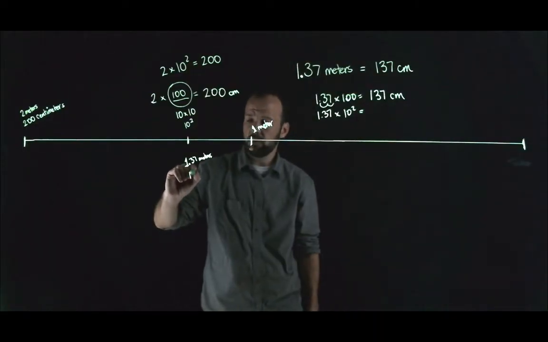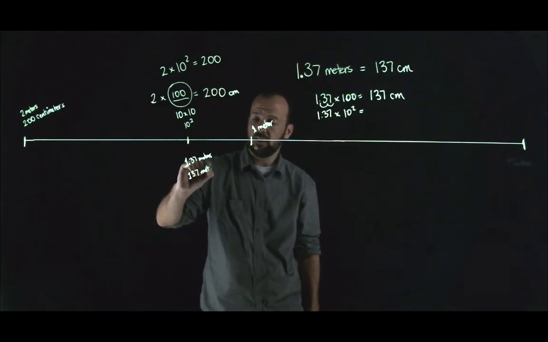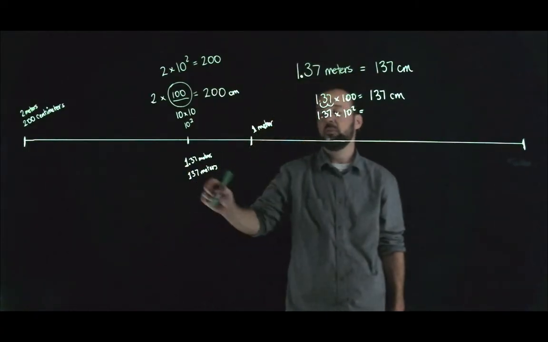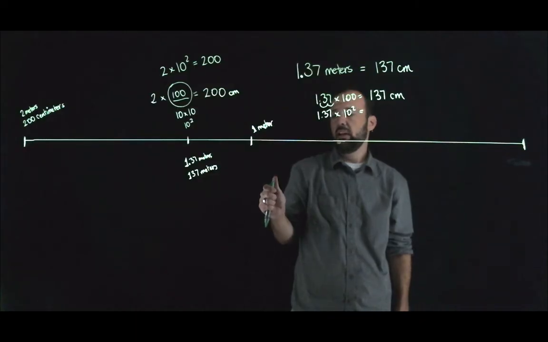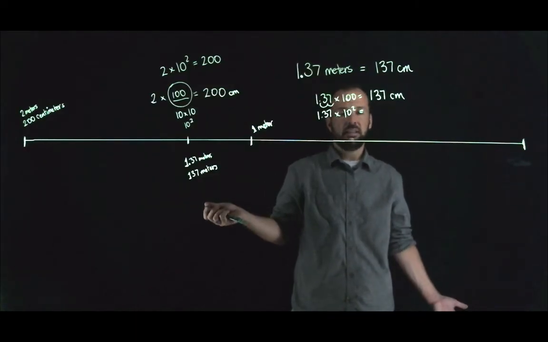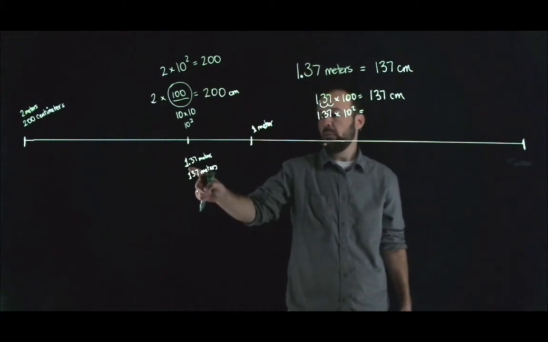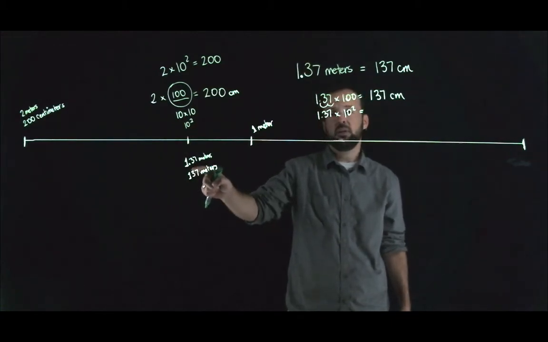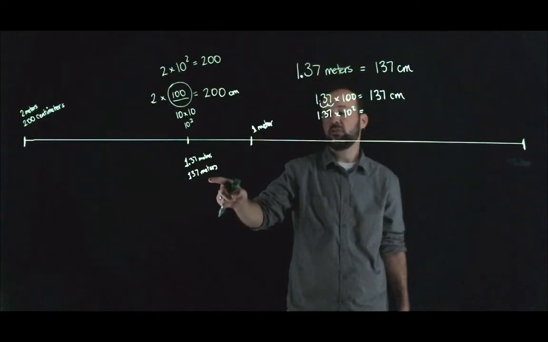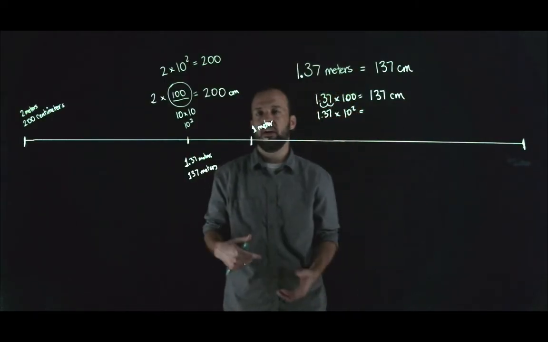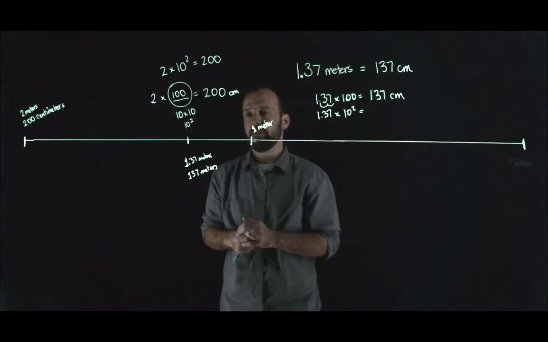So all of those measurements are, again, different names, different denotations for the same thing. They all mean the same thing. Whether I'm buying, let's say, Twizzlers by the meter, I can buy 1.37 meters, or I can buy 137 centimeters, and I'm getting the same amount, okay? It's just different ways of denoting that, of showing it, all right?